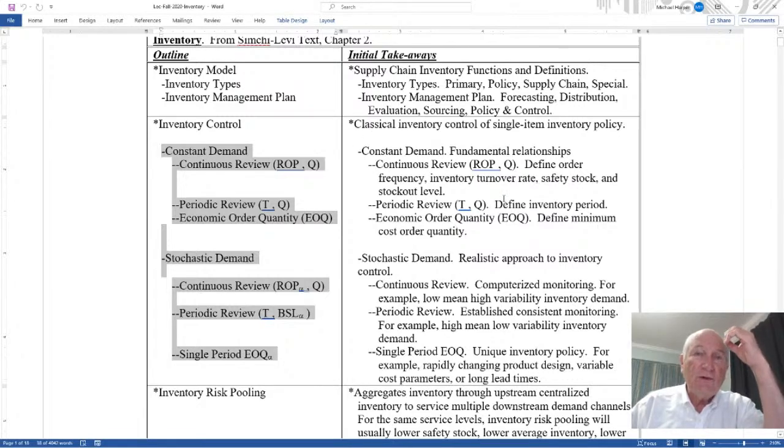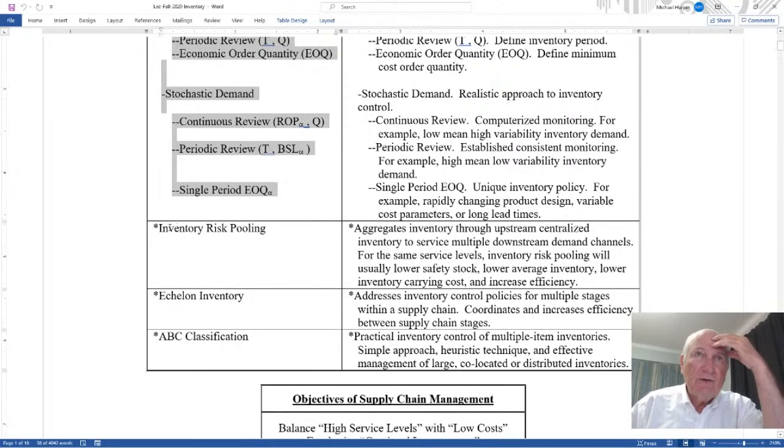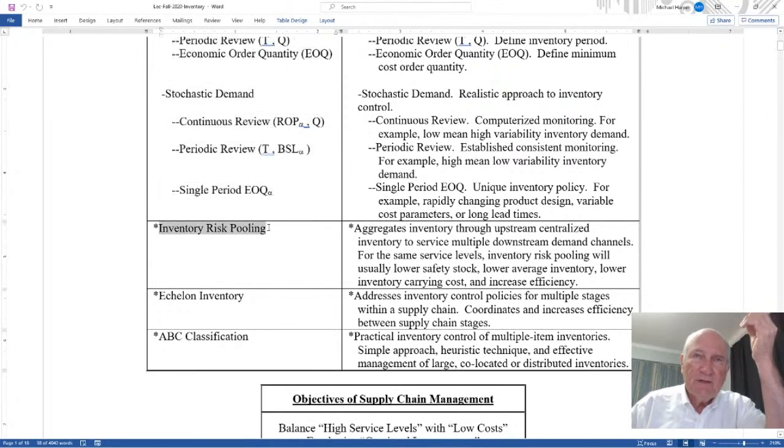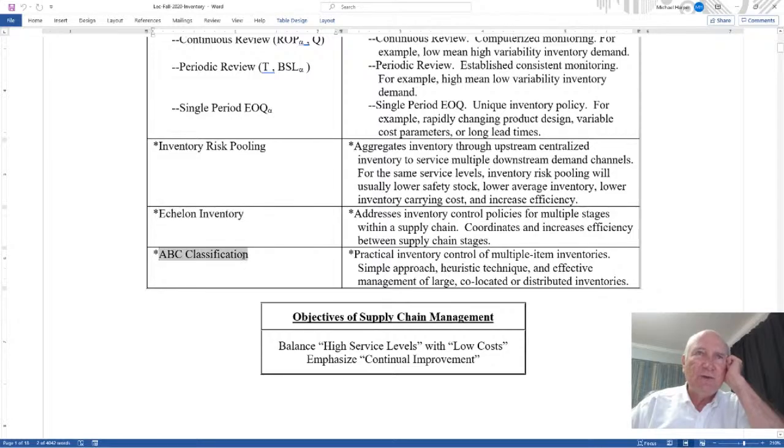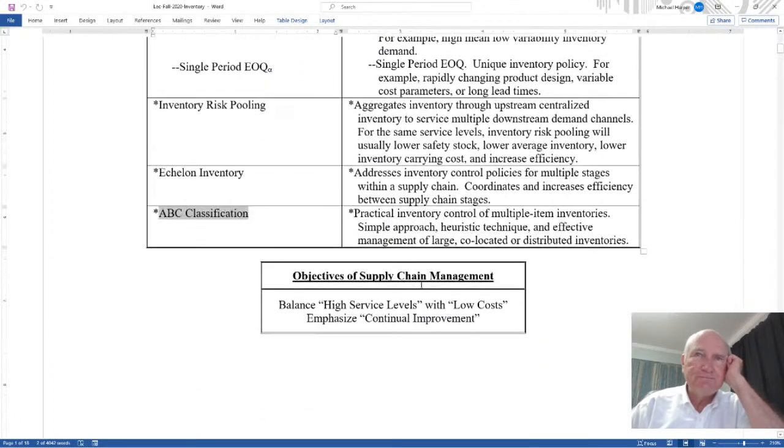But then for supply chain, I'll go into inventory risk pooling, specifically for supply chains, echelon inventory, or between stages, and then finally ABC classification, which is one of the more popular multi-item inventory techniques. Okay, so that's what we're doing today.